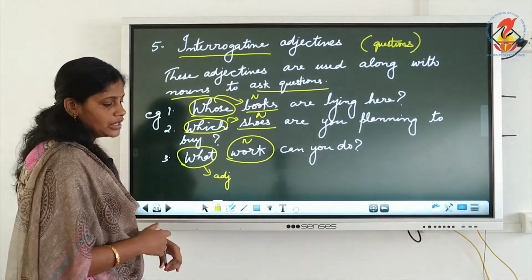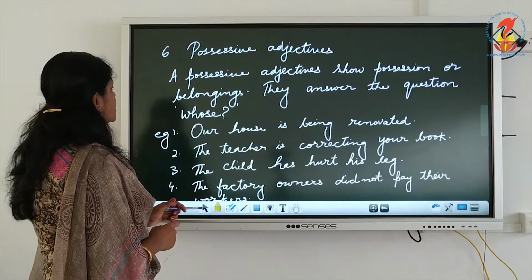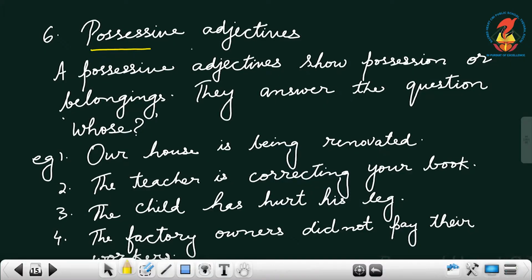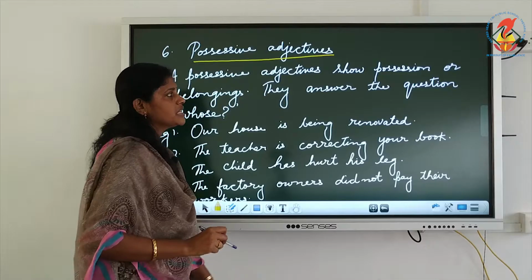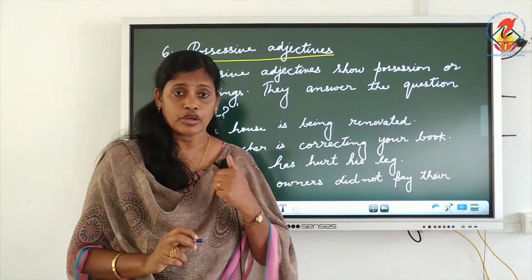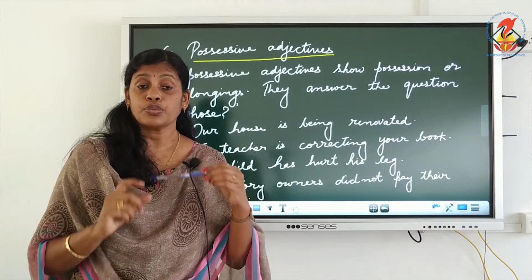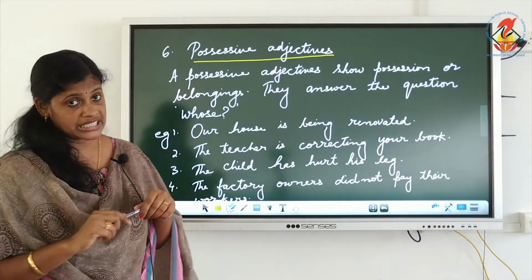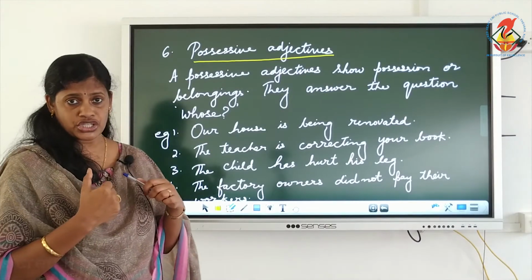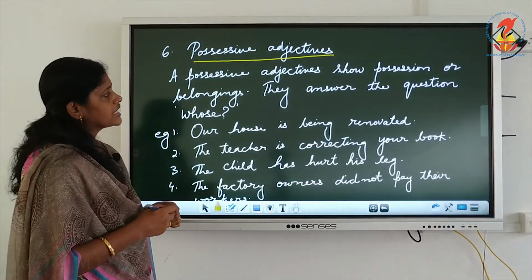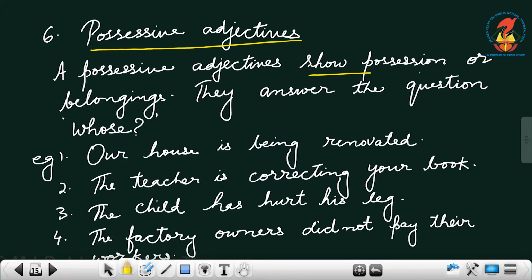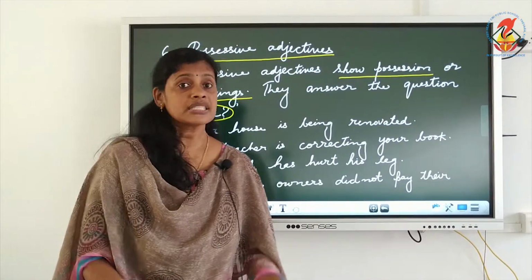Okay. Now we come to the next type of adjective, that is possessive adjectives. Possessive means it shows possession or belongingness. For example, this pen is mine. My pen is this. The word my is a possessive adjective. It shows your belongingness, your possession. A possessive adjective shows possession or belongings. They answer the question whose. Whose pen is this? My pen. Whose book is this? My book.